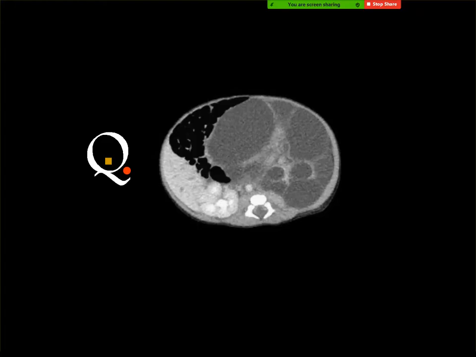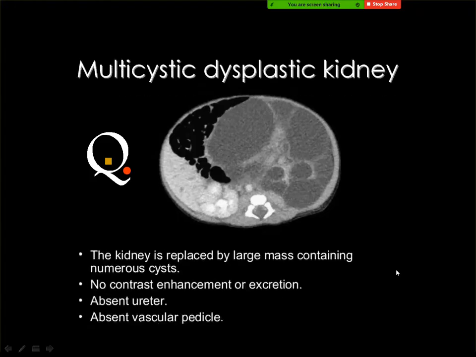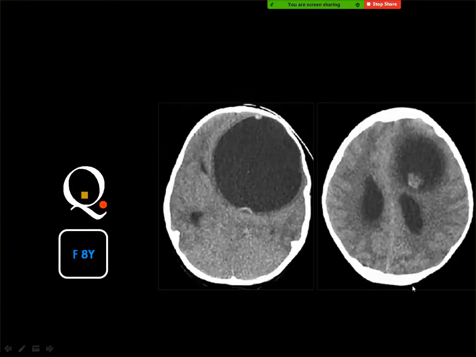This is the kidney. Multicystic dysplastic kidney? Yes, very good. This is multicystic dysplastic kidney disease, and you can see the normal kidney on the right side, and the left one is replaced by many cysts, and there is no renal tissue, and there is no function.